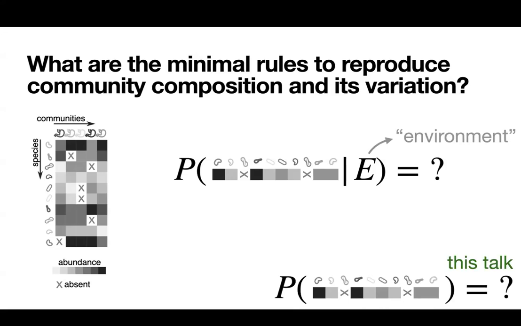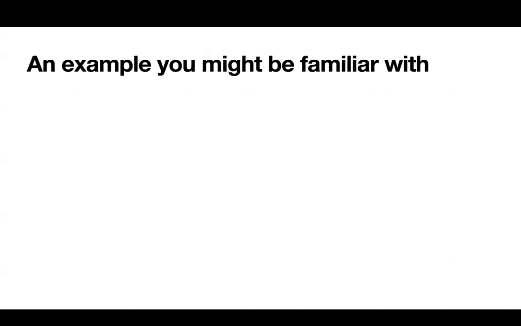Now, in this talk, I'll try to do something simple, which is to forget about the environment and say the environment changes. The environment changes also because the communities change. And I want to marginalize over this environment. I want to ask, what is the probability that I observe a given community with a given set of species with a given set of abundances? And so this is the focus and the question I'm going to ask.